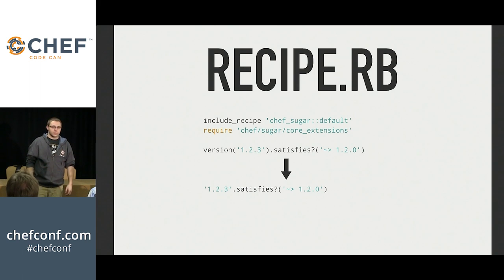In general, though, as a cookbook developer, we should be saying include_recipe 'chef-sugar'. Nothing about the gem. Correct. Chef Sugar, yeah. Unless you are actually developing on Chef Sugar, in which case that's a different topic.